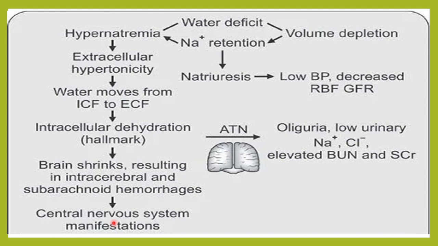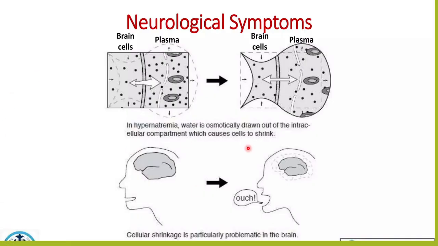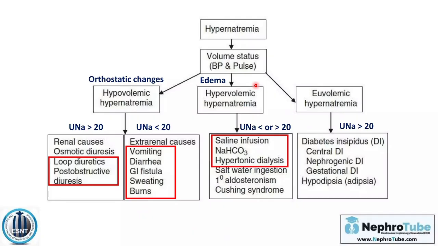Whenever the renal tubular cells are shrunken, there will be acute tubular necrosis. The patient can have oliguria, low urinary sodium, and elevated blood urea nitrogen, serum creatinine, etc. So these are the manifestations of increased sodium. I have told you, in the brain you can see the cells will shrink, because the water is moving out of the brain cells.